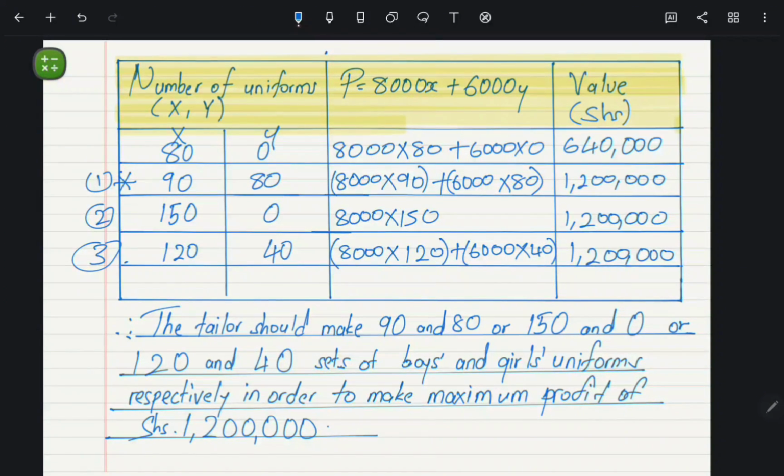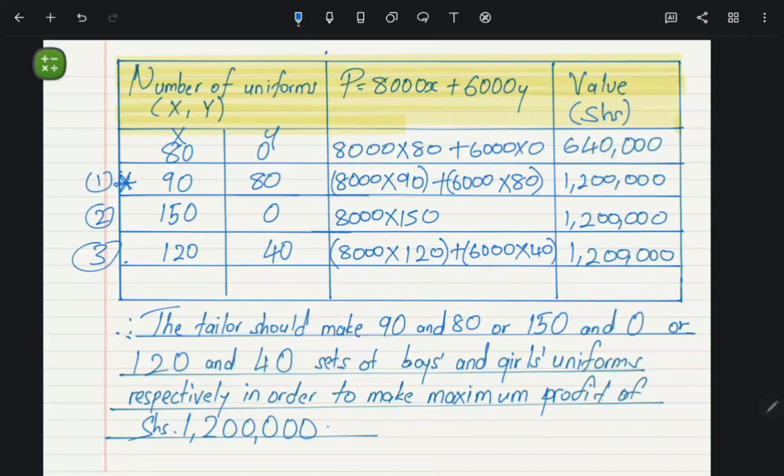of 1,200,000 shillings. So you can decide to give your conclusion in this way, or you can decide to choose one which you feel is the best. And me, I told you, according to me, I think the first one here could probably act as the best, because since she's making uniforms for both boys and girls, it is considerable to make uniforms in a balanced manner.